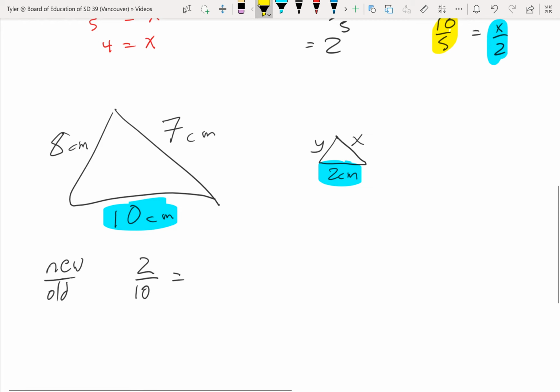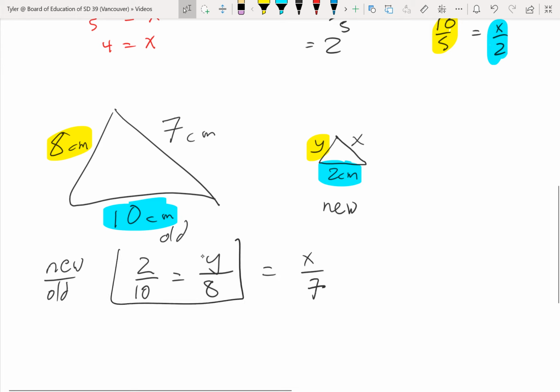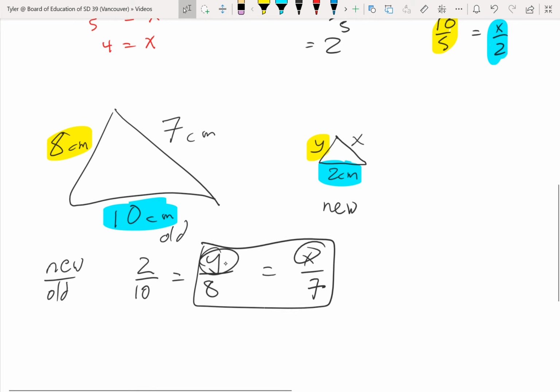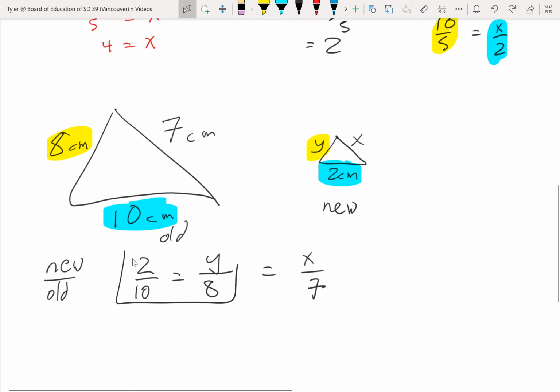Now I'm going to pick two new sides that match. You got the 8 and the y. Okay. So I'm going to write, again, we got the new shape is over here. This is new, this is old. I'm going to put y over 8. We also, instead of writing that, we could have written x over 7. We need to pick ones that only have one variable. So if you pick these, it's good. If you did these two, it wouldn't work because there's two letters. So we're going to do these two.